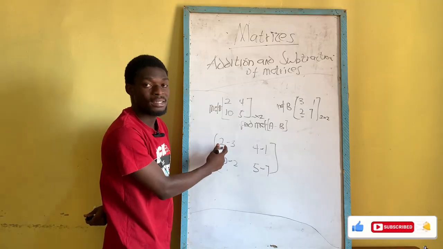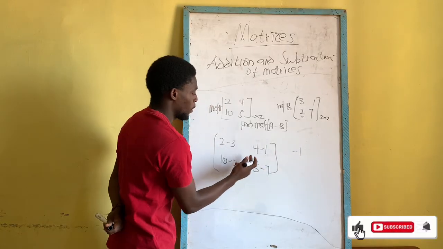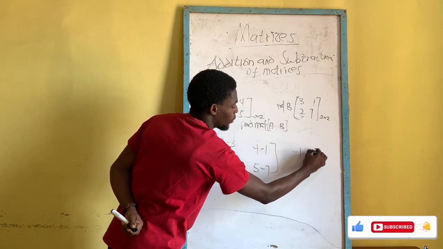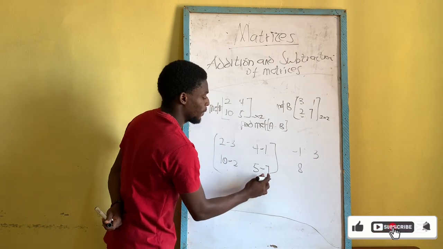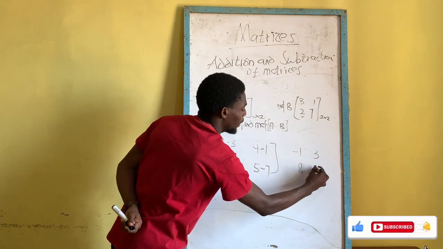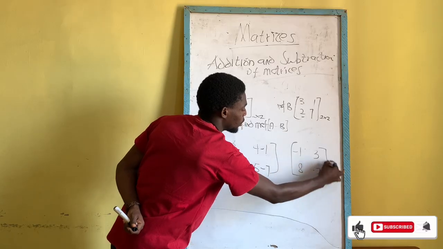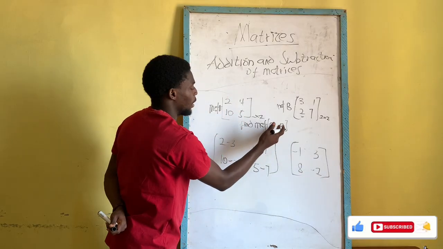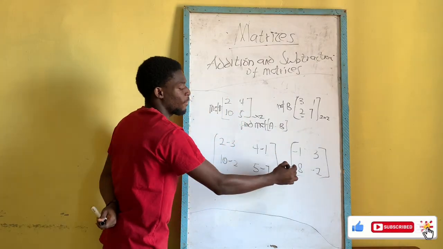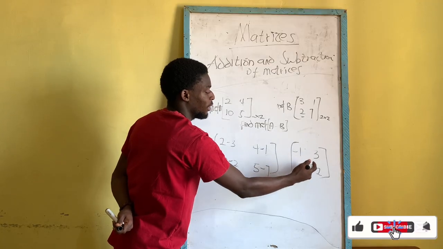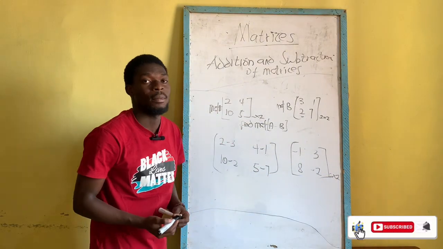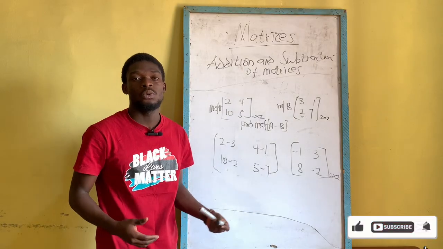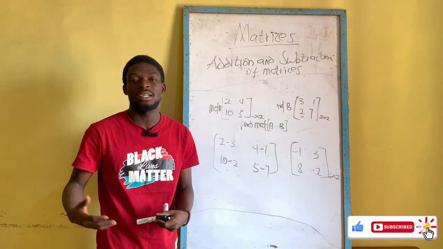So 2 minus 3 gives us minus 1. 4 minus 1 gives us positive 3. 10 minus 2 gives us 8. Then 5 minus 7 gives us minus 2. So this is the matrix after subtracting matrix B from matrix A: we have minus 1, 3, 8, then minus 2. So we have a 2 by 2 square matrix.